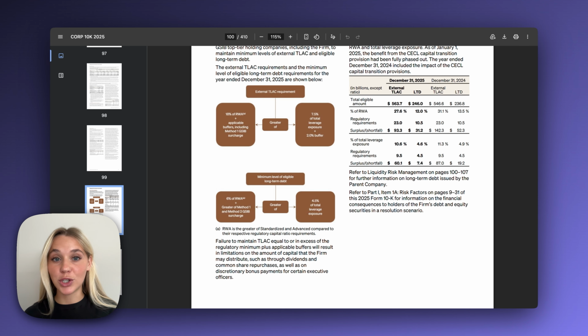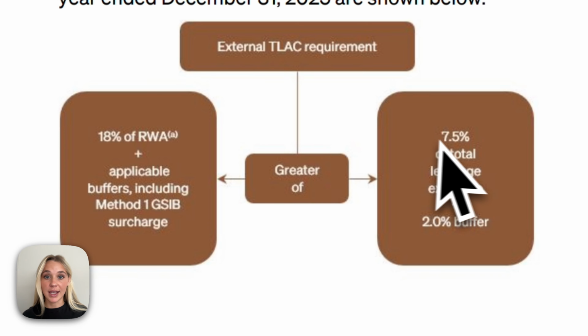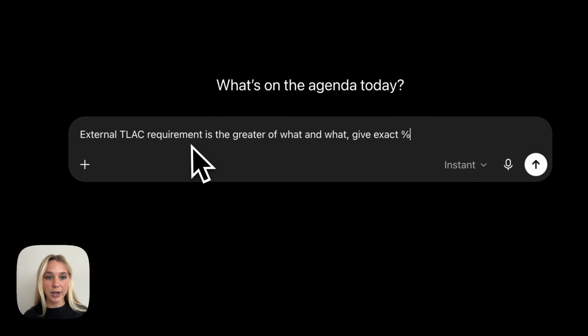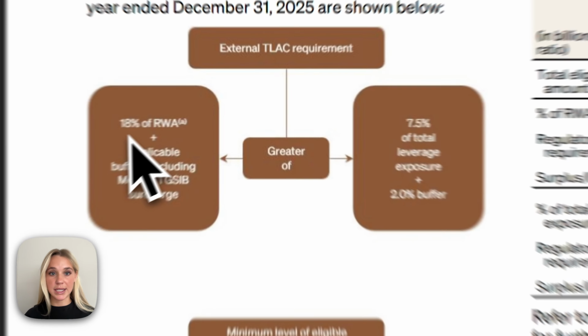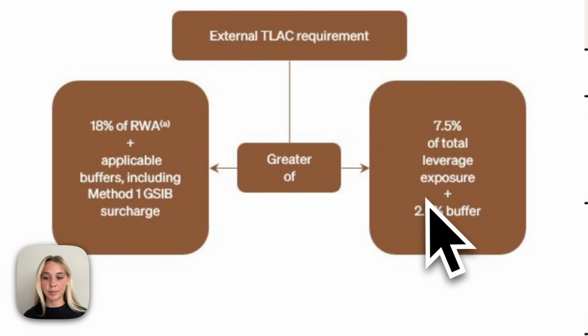And I'll go ahead and choose this to ask Vega and chat what the external TLAC requirement is greater of 18% of RWA and 7.5% of total leverage exposure. Because I know that it is hard for AI to pick up and read and understand images versus basic text. So if I just hop over to ChatGPT here, here's my query. I'll say external TLAC requirement is greater of what and what, give exact percent. So we know we want it to be our 18% of RWA and 7.5% of total leverage exposure.